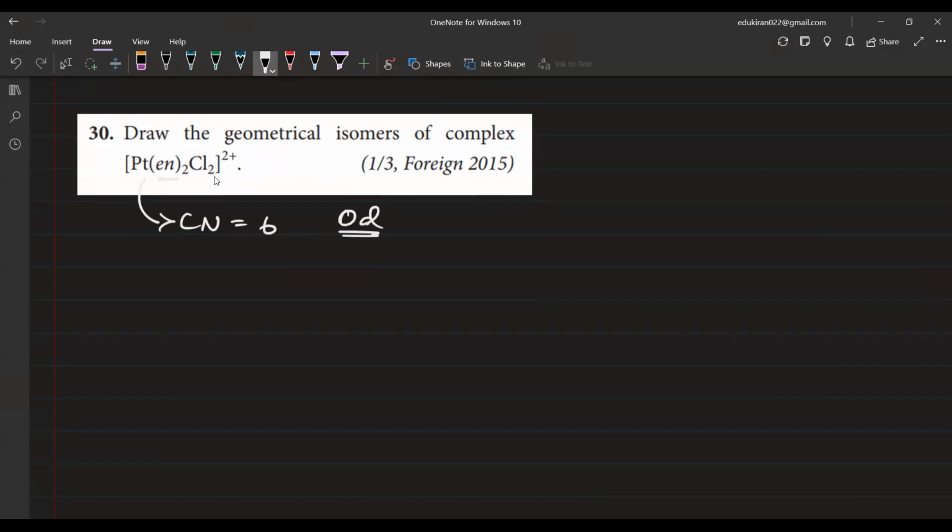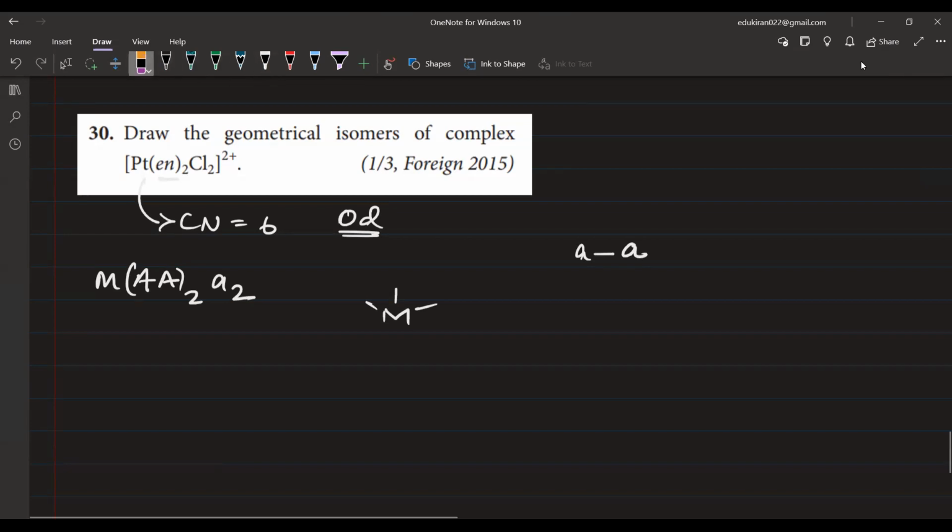Now in octahedral, this is the case in which we are having M(AA)2 and A2. Is that right? Yes or no? This is what we were explaining to you, that you should read it. In this case, you can have how many geometrical isomers? You can only have 2 geometrical isomers. Those 2 geometrical isomers will be, please see. In one case, you are going to have AA in trans, and in the other case, you are not going to have AA in trans.